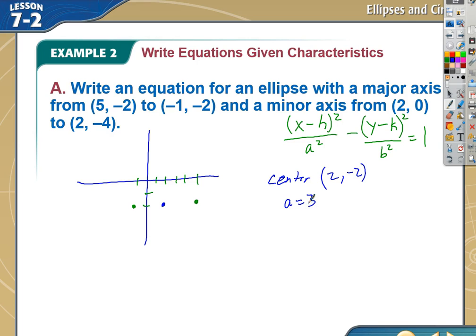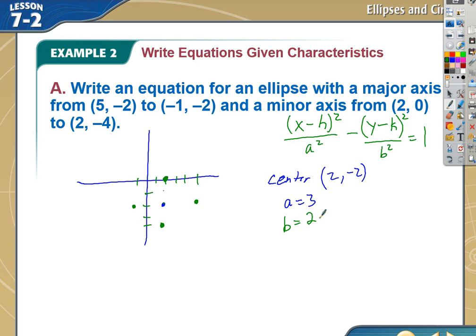Now let's worry about the other one. The other one says that my minor axis is at 2, 0 and at 2, -4. 1, 2, right here. So here my minor, the B part is 1, 2. So that means that B is equal to 2. Do I need to find C here? All the question asks me to find is the equation. So now I have everything.